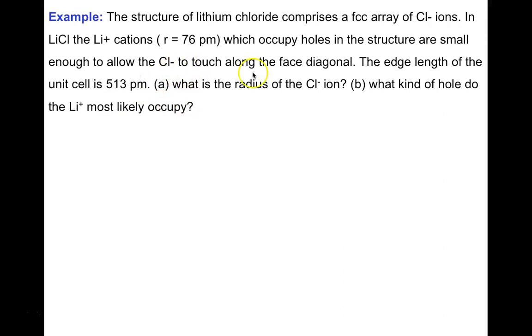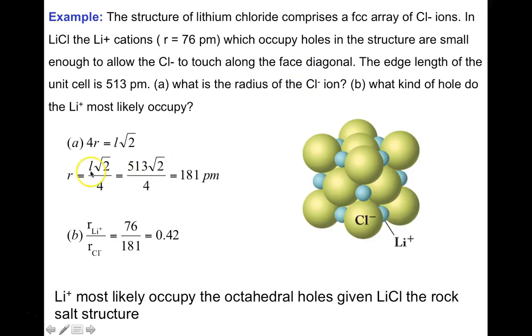So, because in this unit cell the chloride ions touch along the face diagonal, I know that root 2 L is equal to 4 times the radius of the chloride ion. So I can go ahead and calculate the radius of my chloride ion. Root 2 L is equal to 4 times the radius of my chloride ion. Divide both sides by 4, and when I substitute in my unit cell edge length, I get the radius of my chloride ion: 181 picometers.